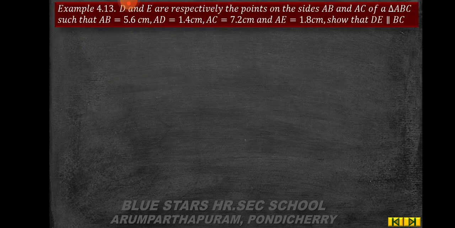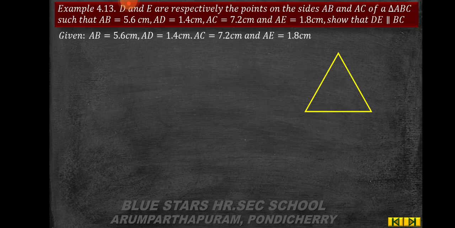Example 4.13. D and E are respectively the points on the sides AB and AC of a triangle ABC. AB is equal to 5.6 cm, AD is equal to 1.4 cm, AC is equal to 7.2 cm and AE is equal to 1.8 cm. Show that DE is parallel to BC. Given AB is equal to 5.6 cm, AD is equal to 1.4 cm, AC is equal to 7.2 cm and AE is equal to 1.8 cm.